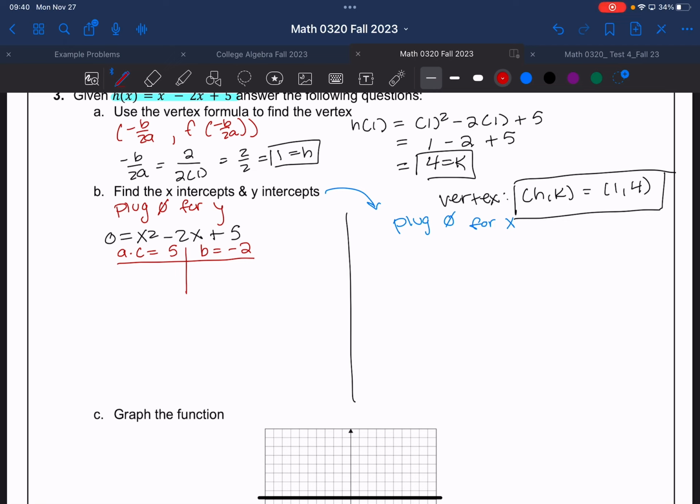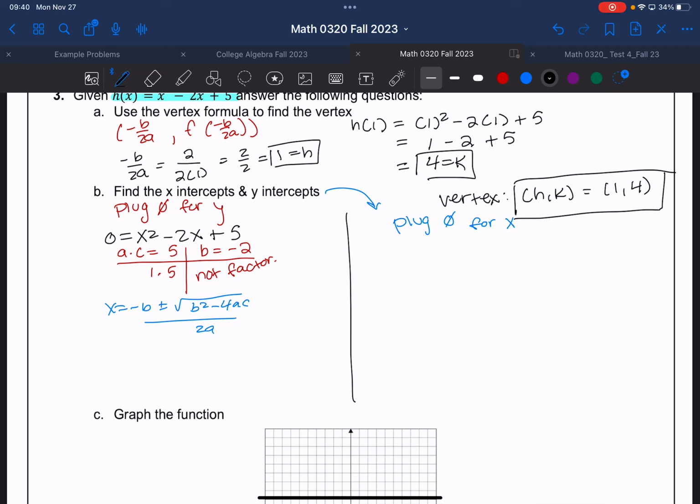No, because what is our only multiple of 5? 1 times 5, and we can't make that -2, so this is not factorable, which means we use what? Quadratic formula. If you wanted, you could go straight to the quadratic formula. You don't have to factor, because the quadratic formula will work every time.